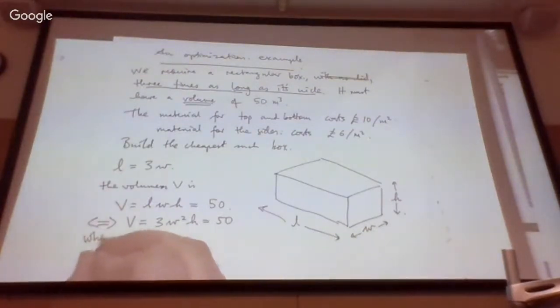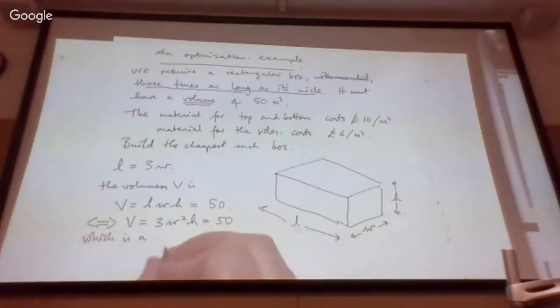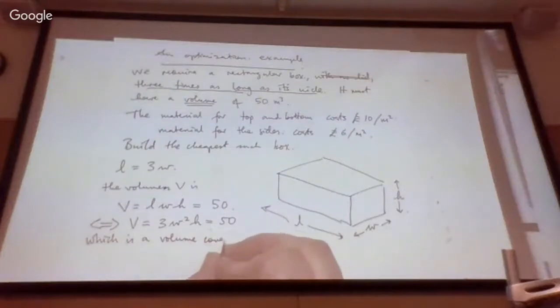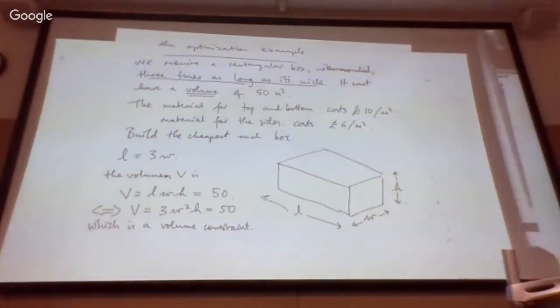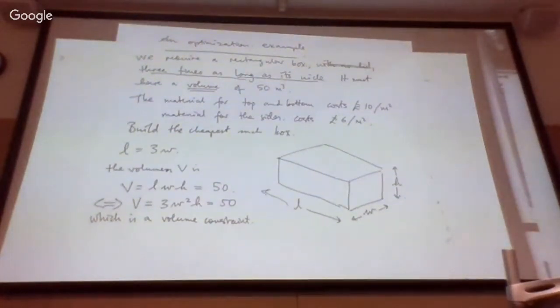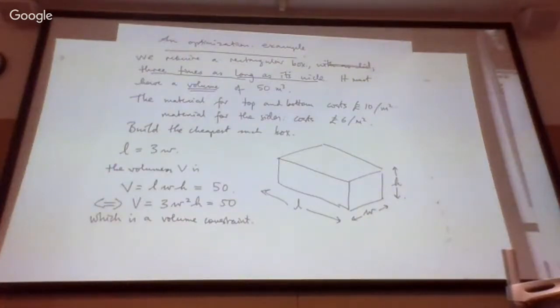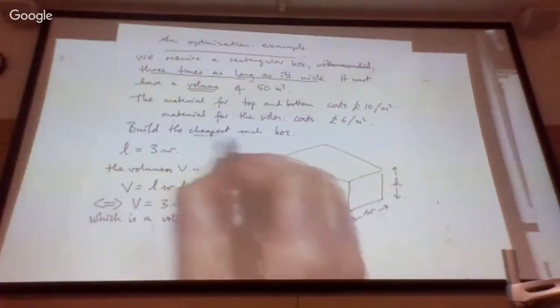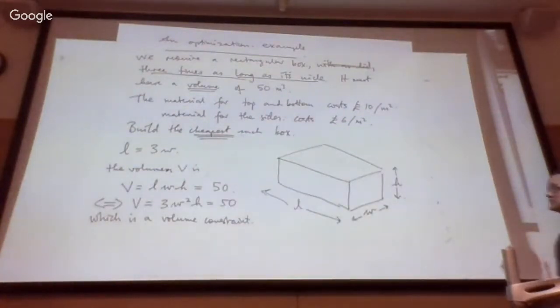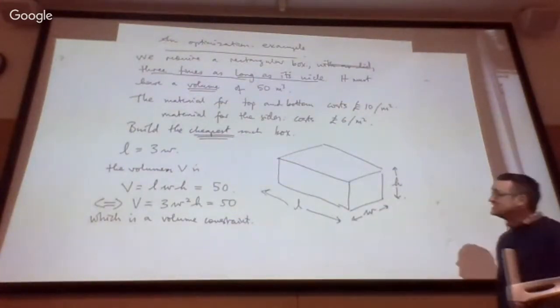This is a volume constraint. We're not trying to maximize the volume or anything. The problem does not want the volume to change. It wants the volume to be exactly 50 cubic meters. It's going to hold some kind of powder or something. It has to be able to hold that volume of material. But the 50 isn't going to change. That's a constraint, something that's constraining our options, constraining our choices. What we do want to change is the cost of the materials. We want to build the cheapest box.